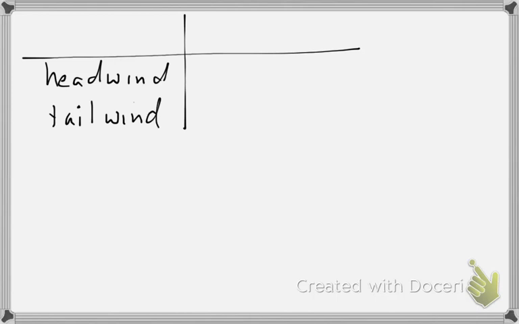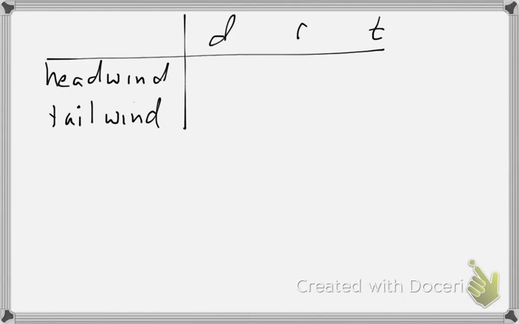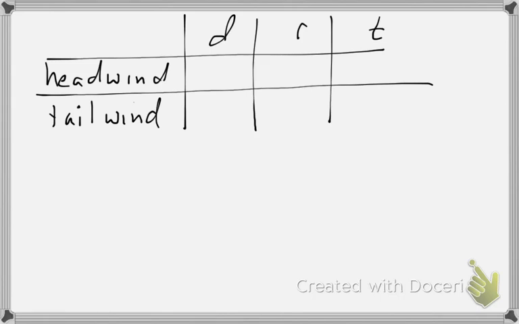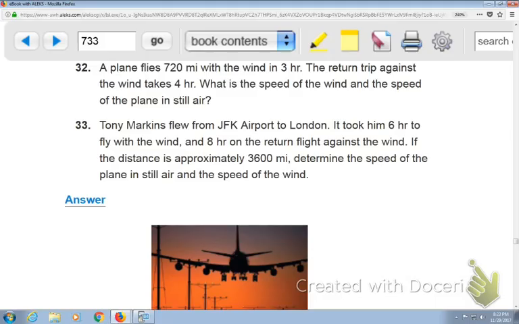So you have headwind and tailwind. If you have a headwind, it means you're flying against the wind. If you have a tailwind, it means you're flying with the wind. Makes sense? You're learning some industry lingo. And then for each of these, we have a distance, a rate, and a time. So what do we have?